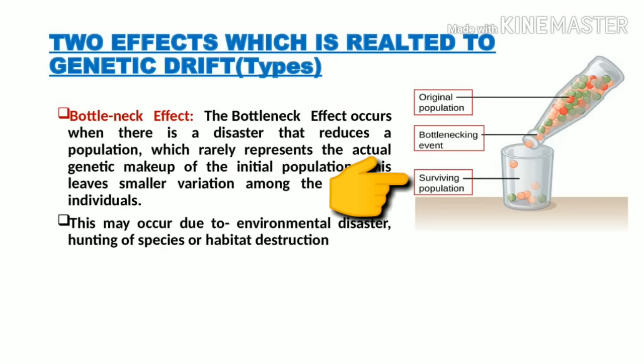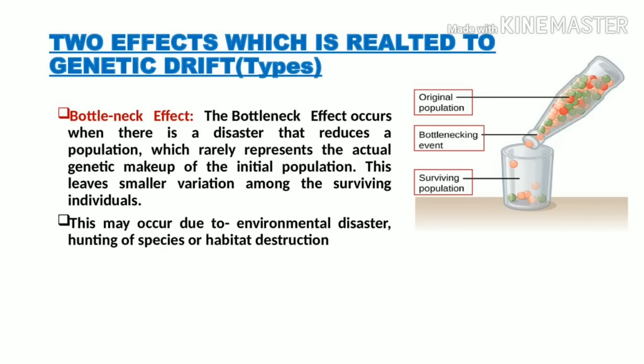So from that original population you can see that there are only a small number of surviving population. Now let's get back to the definition, in which it has been mentioned that the bottleneck effect occurs when there is a disaster that reduces a population which really represent the actual genetic makeup of the initial population. So this bottleneck effect you are going to see whenever there is a natural disaster.